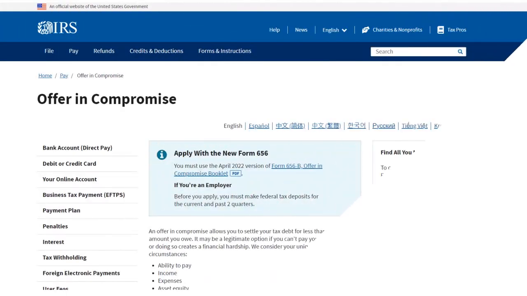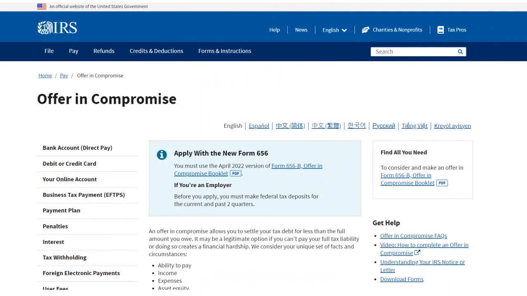I want to talk to you about an offer in compromise. The thing here is that you have to understand that if you want to pay business taxes online, and things happen and you cannot pay because you're in financial straits right now, you can see if you qualify for an offer in compromise to settle your tax debt for less than you owe.